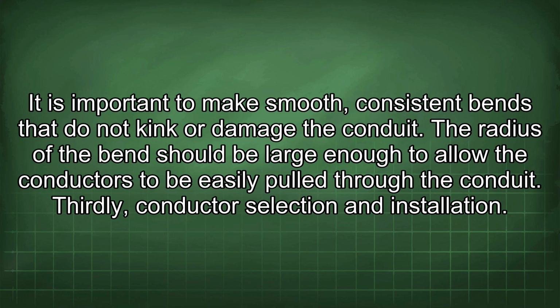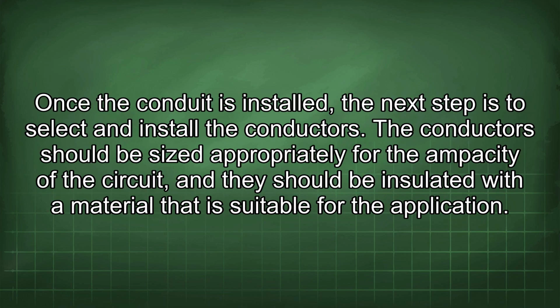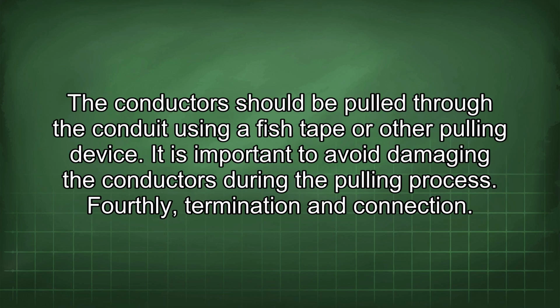Thirdly, conductor selection and installation. Once the conduit is installed, the next step is to select and install the conductors. The conductors should be sized appropriately for the ampacity of the circuit, and they should be insulated with a material that is suitable for the application. The conductors should be pulled through the conduit using a fish tape or other pulling device. It is important to avoid damaging the conductors during the pulling process.